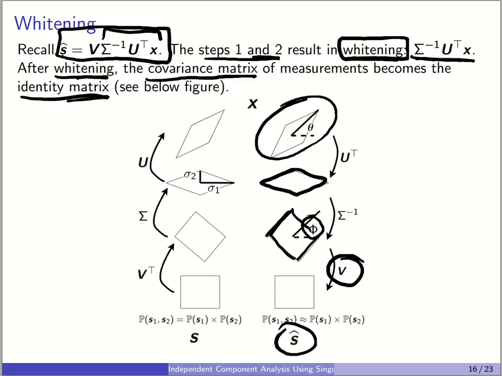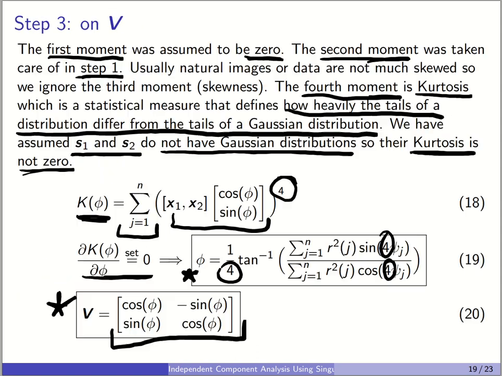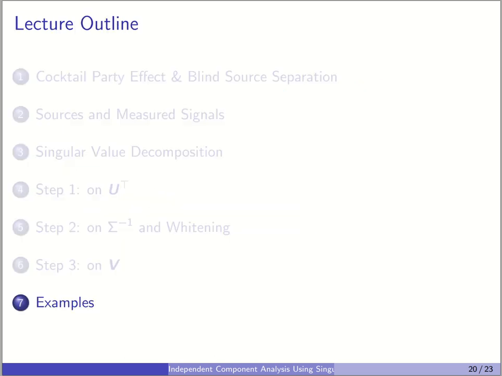Now let's move back to this figure. So step 3 is done, and we approximately have the sources S1 and S2, which are roughly statistically independent, and what we wanted to find is found. The sources are separated now using ICA, or singular value decomposition. Now let's show you some examples.